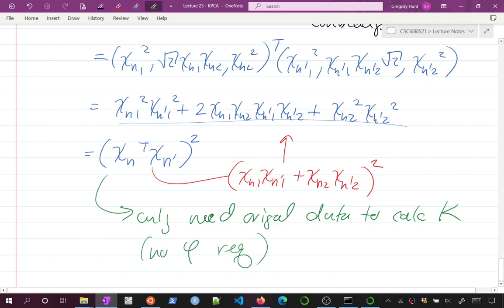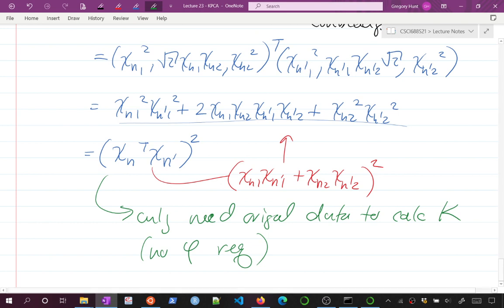I don't need to calculate phi of xn. All I need to do is take my two original points, take their dot product, and square that thing. And I do that over all pairs n and n prime, and that will give me all the elements of my kernel matrix. So I never actually need to go into the embedded space. I don't need it. I don't need phi. It's totally dropped out of my equation here.